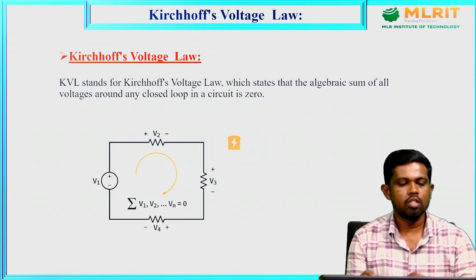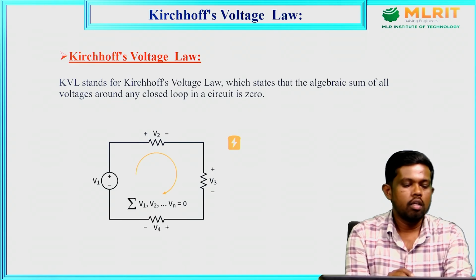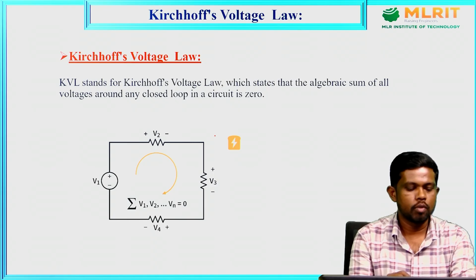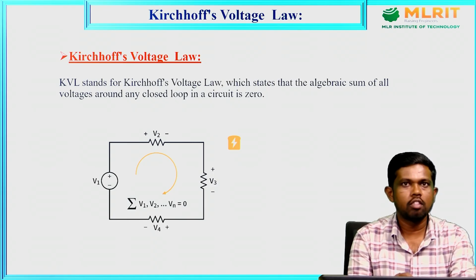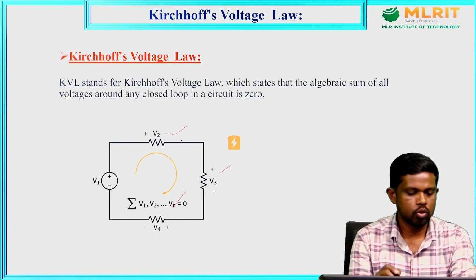Now let us discuss Kirchhoff's voltage law. Kirchhoff's voltage law is applicable for closed loop circuits only, which states that in a closed loop, the algebraic sum of the voltage drops across each and every element plus the source voltage should be equal to 0. That is the statement of Kirchhoff's voltage law.